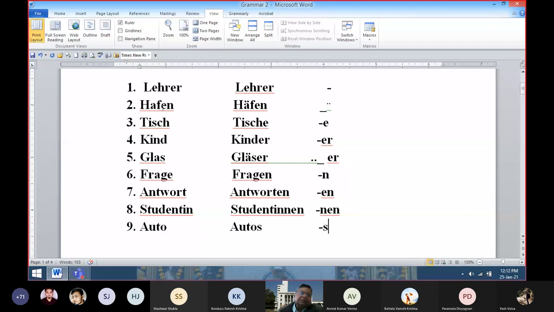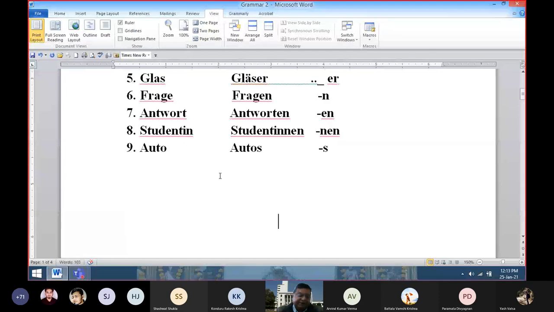Now, if you ask why, like in Frage, an a is also there, but why is the umlaut not coming here? Okay, there is no answer. One has to learn each and every word with its gender and plural form. That is the only way. Otherwise, you cannot make sentences like die Frage.